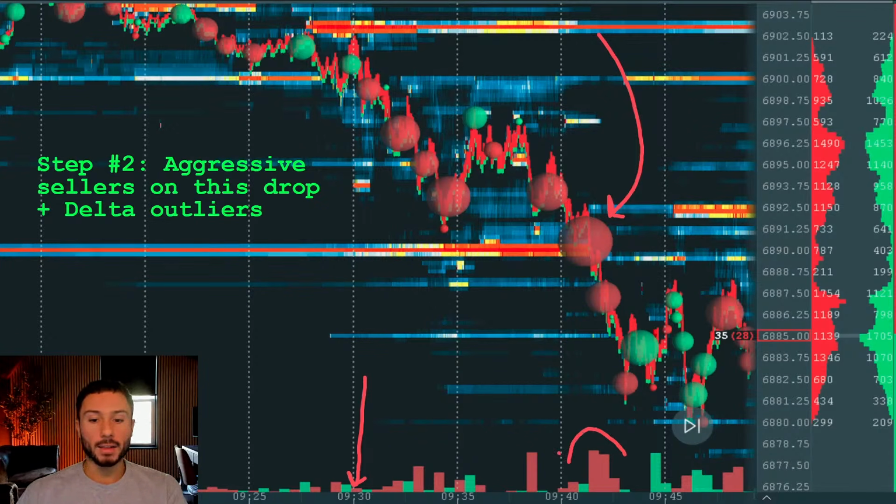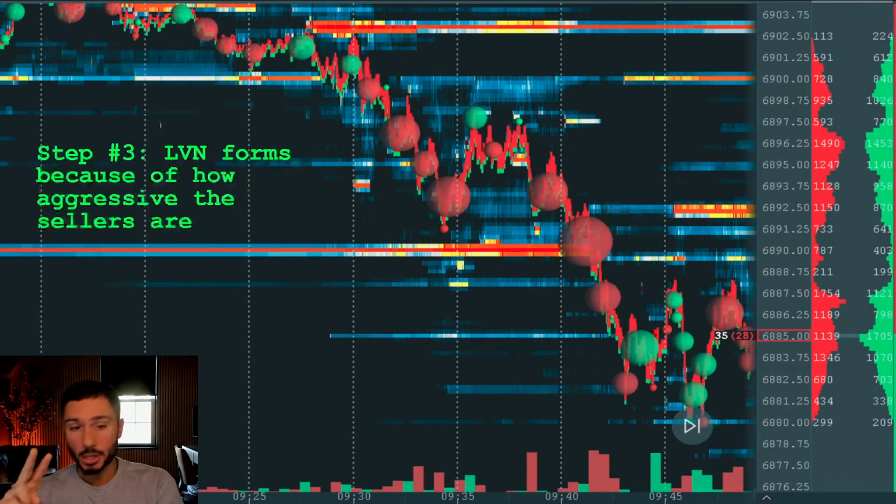And we can even validate this with volume by time. So this significant large selling bubble aligning with this previous large selling bubble and even this one indicates that large selling volume is coming into the market, and I call these large delta outliers, where there's significantly more selling than there is buying at a specific level. That's step number two.